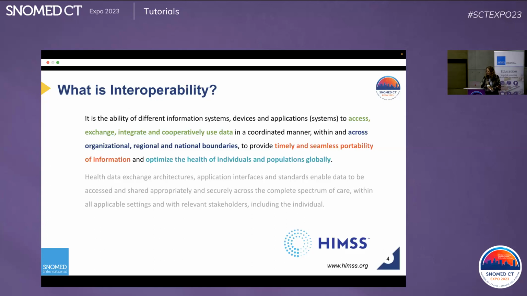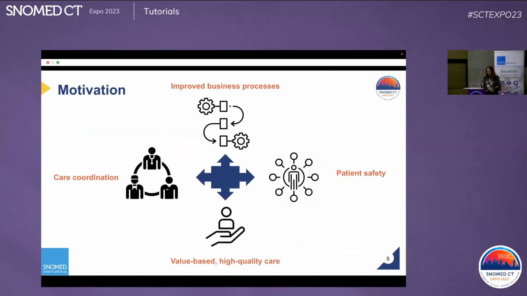But in essence, as you can see in the green part, to optimize the health of individuals and populations, we need interoperability. And part of that is around exchange: seamless exchange across boundaries to provide timely and seamless exchange of information. So the objective of this tutorial is to see what the principles are for using SNOMED CT to achieve this.